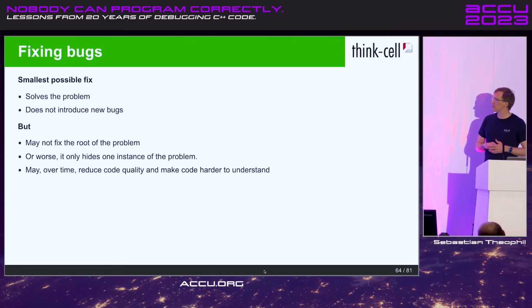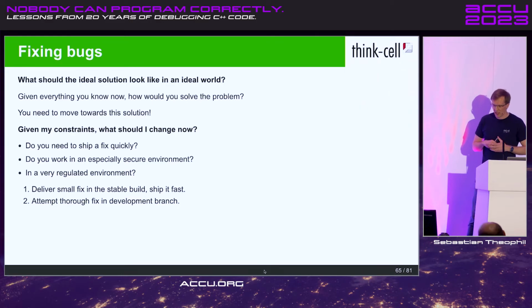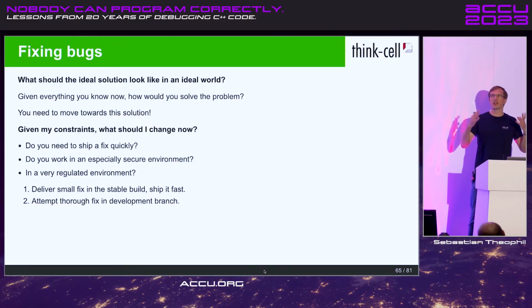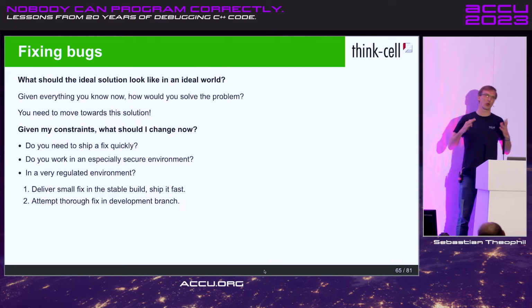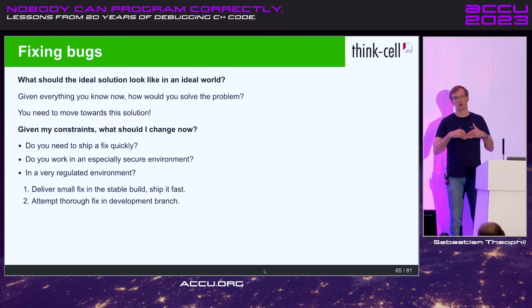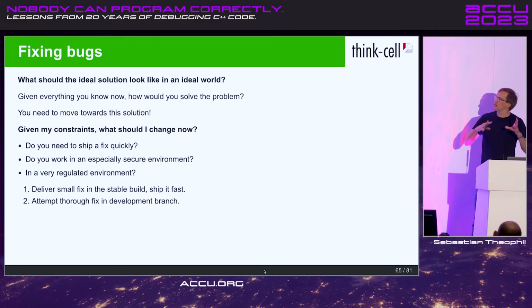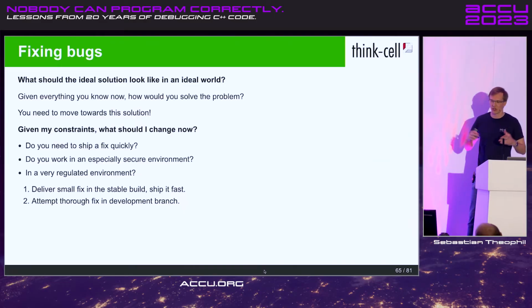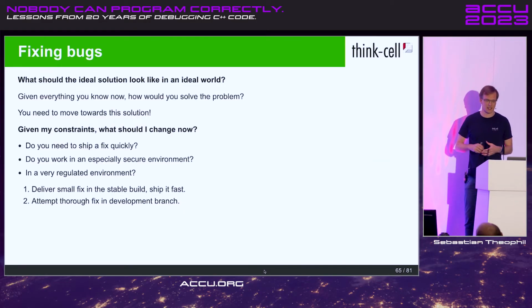I would rephrase this. I would start the other way around. In an ideal world, without any constraints, what would the ideal solution look like? Supposedly, after debugging some issue, you've learned quite a lot about it. So how would you write it if you would start fresh? And at least you should try to move towards that solution. And now you come back to the real world for a short moment and you think, well, I do have a couple of constraints in the real world: money, time, but maybe I also just want to ship a fix quickly to existing users.